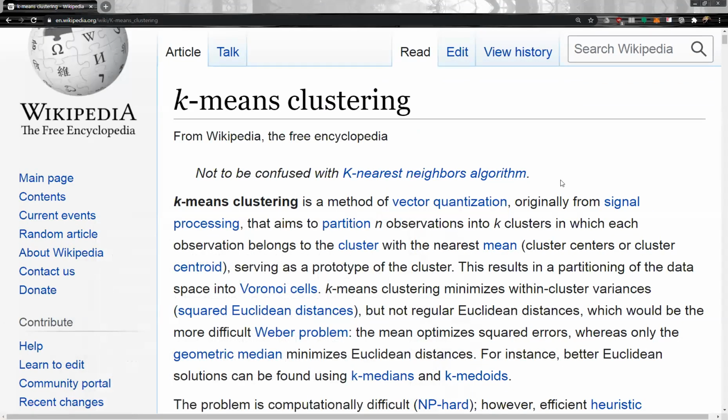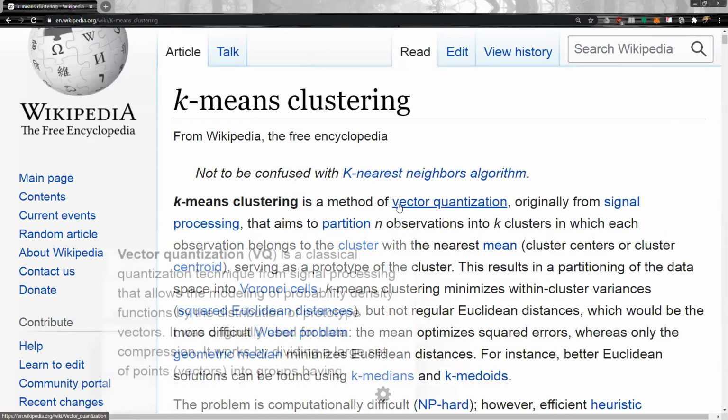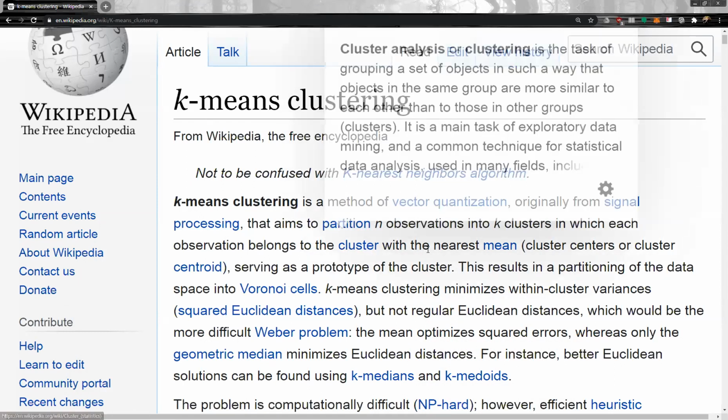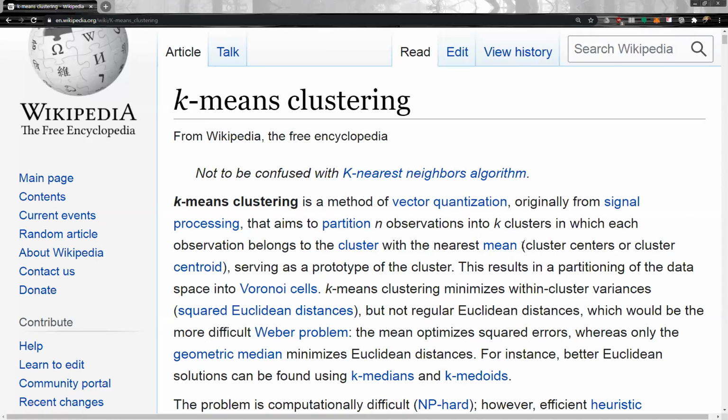quantization. We can skip this. Originally from signal processing. Also skip this. That aim to partition. Okay, now we have the important part. The aim of k-means clustering is to partition n observations into k number of clusters, in which each observation belongs to the cluster with the nearest mean, cluster center or cluster centroid.